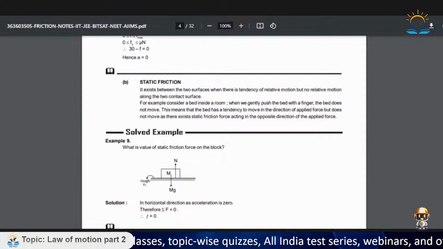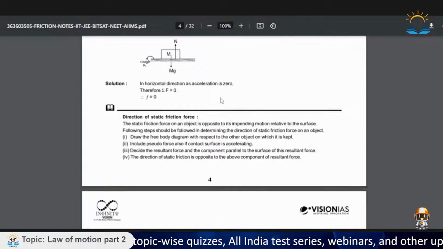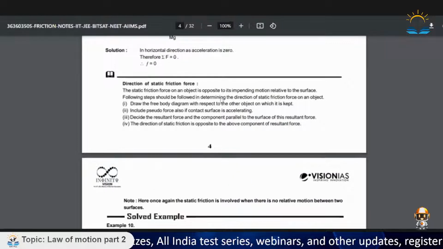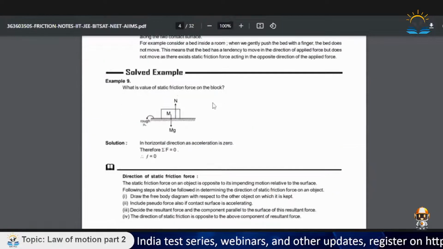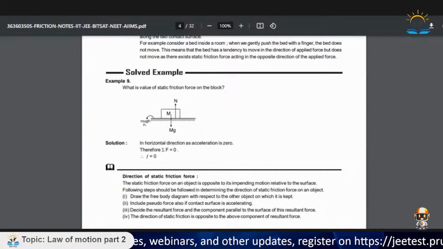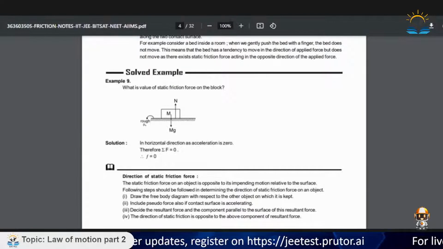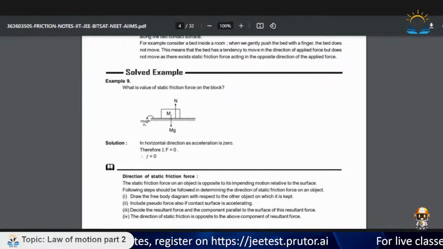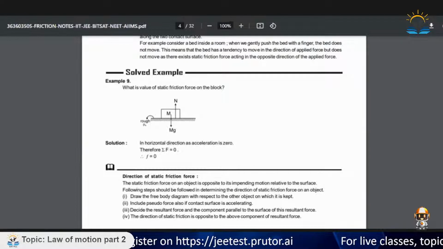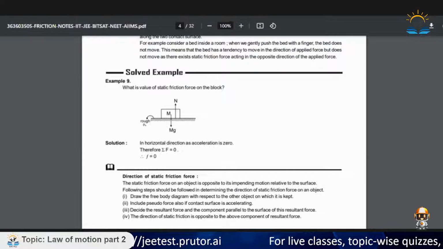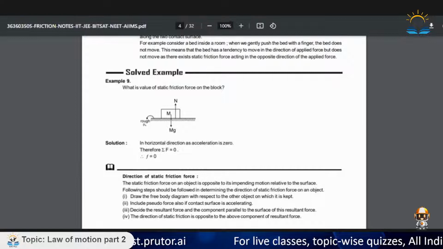We have already seen what static friction is. Here are some notes. Direction of static friction. So follow these steps to know the direction of static friction force on an object. Draw the free body diagram. Include pseudo force. Decide the resultant force and the component parallel to the surface. The direction of static friction is opposite to the above component of the resultant force.